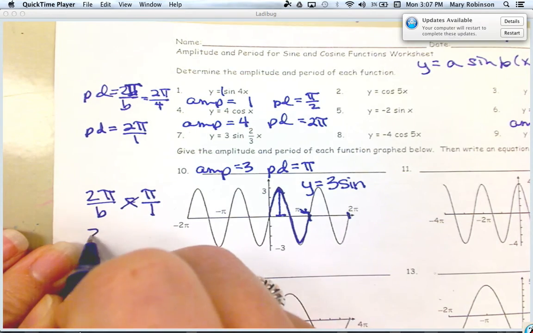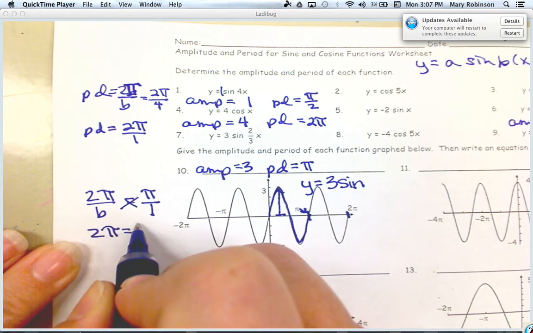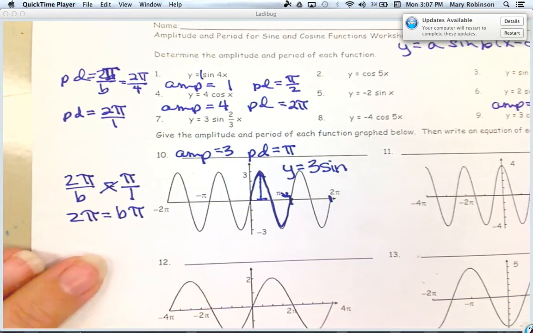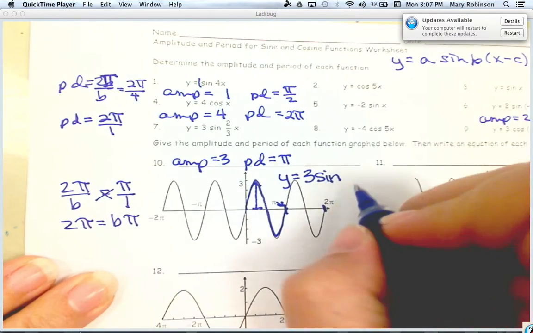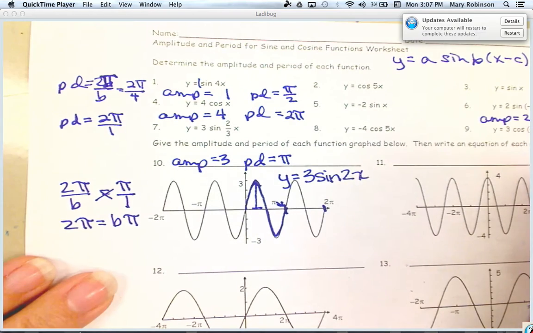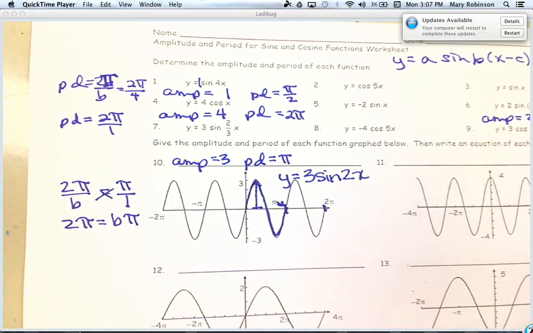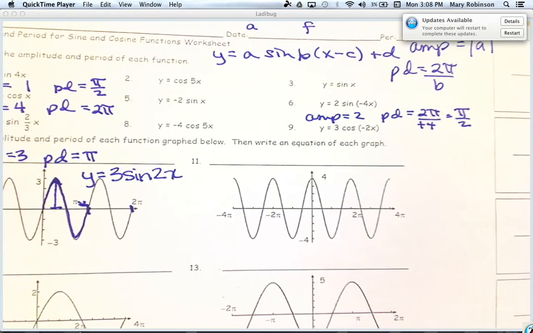So 2 pi over 1, we can make it look like a proportion and cross multiply. But then if 2 pi equals b pi, then b equals 2. So that's what we put there. 3 sine 2x. Okay? I'll do a cosine one next.